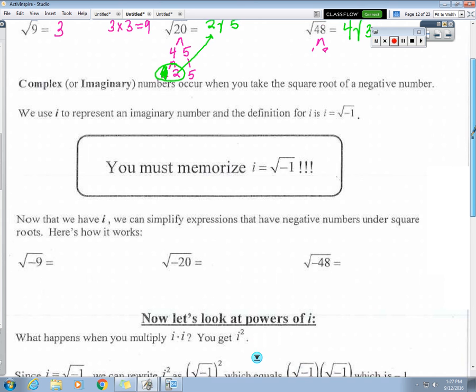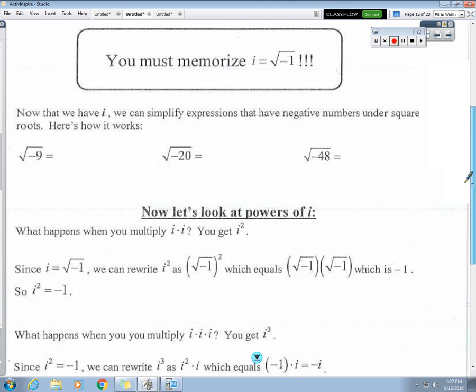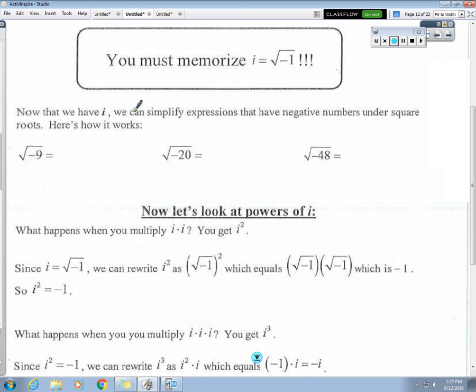Okay, now that we have i, we can simplify expressions that have negative numbers under the square roots. Tell me why the square root of negative 9 doesn't just simply equal negative 3.